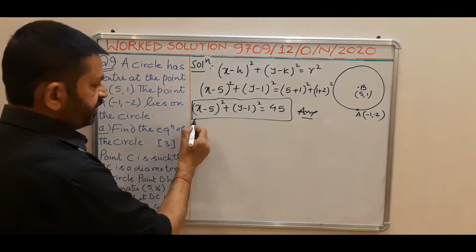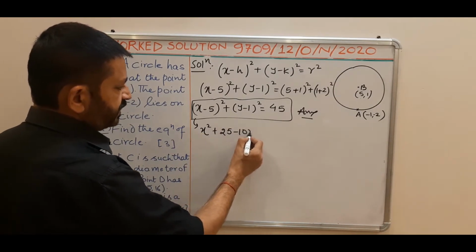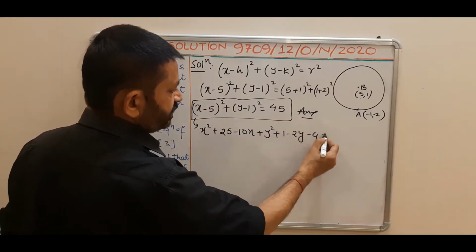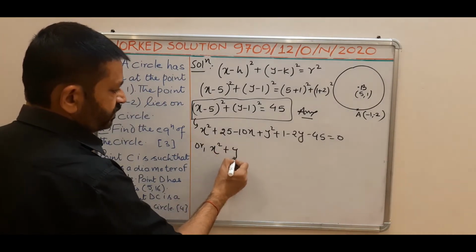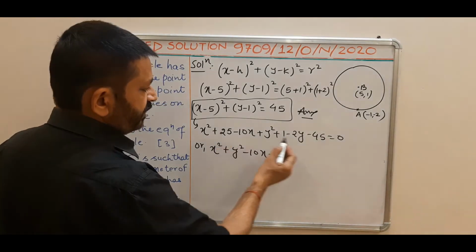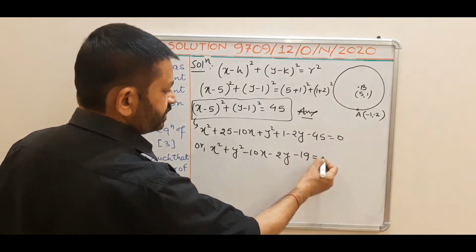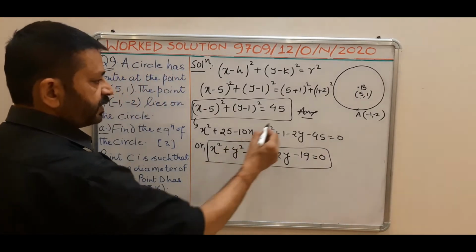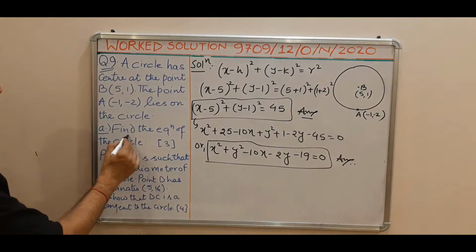Or if you want to expand it, we can expand it like this: x square plus 25 minus 10x plus y square plus 1 minus 2y minus 45 is equal to 0. Or x square plus y square minus 10x minus 2y, 25 and 1, 26, 26 minus 45 is minus 19, is equal to 0. So we can leave it in any form, this form or this form. This is the equation of the circle.